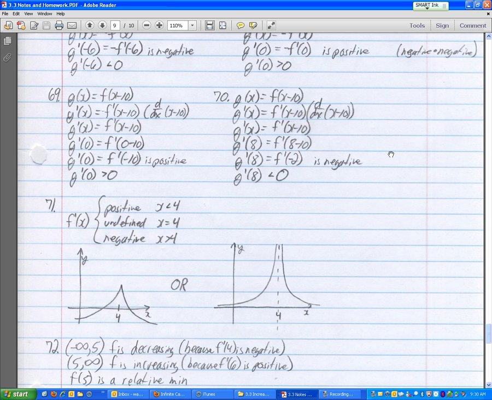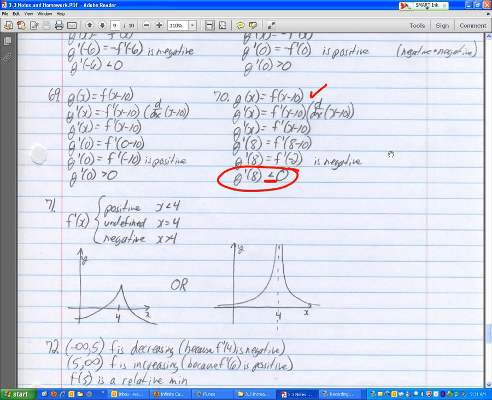Up above, we're given where the derivative is positive, where it's negative, and all that. So we're supposed to figure out if g prime of 8 is greater than 0 or less than 0. We start knowing that g of x equals f of x minus 10. If I want to know something about g prime of 8, I've got to get g prime of x first.